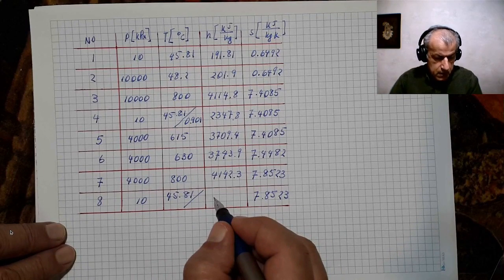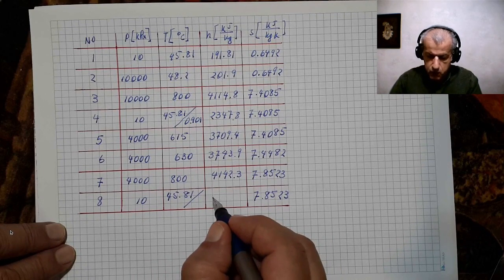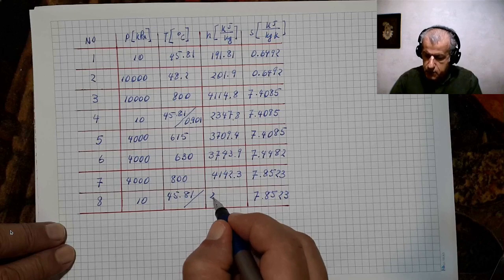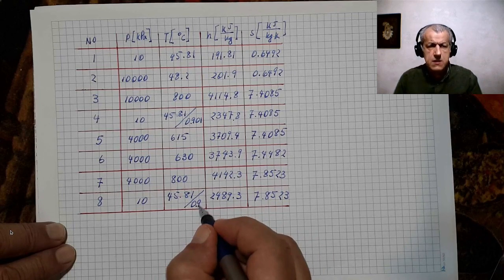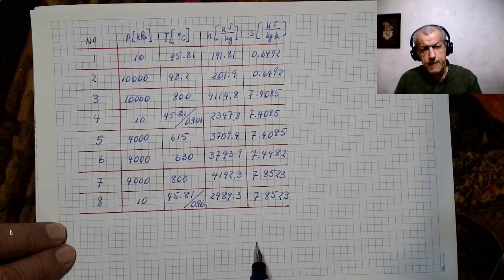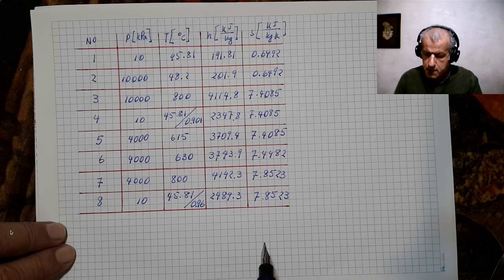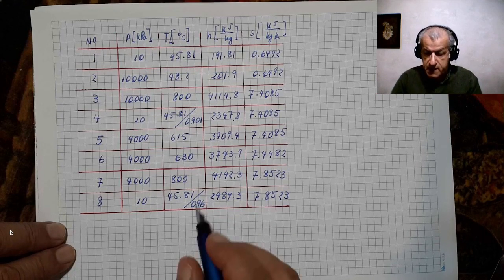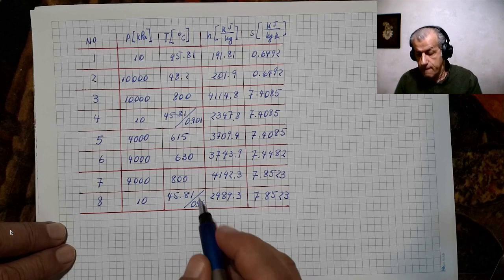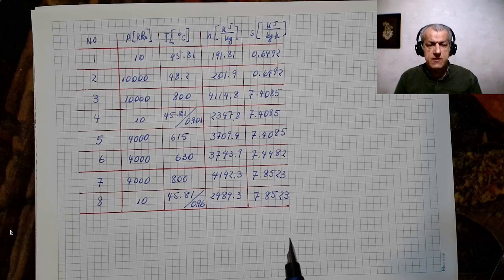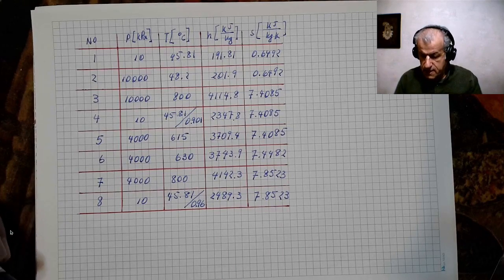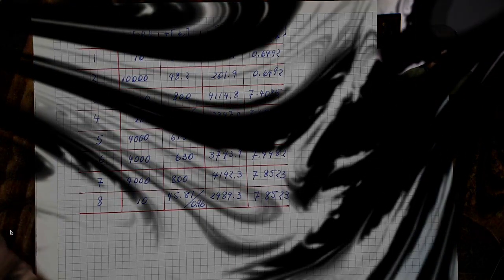It would be 2489.3, and the quality is 0.96, which is still somewhat high, but much better than the quality of 0.9. So one or two last stages of the steam turbine would have water droplets in them. But these are the properties as we have calculated.